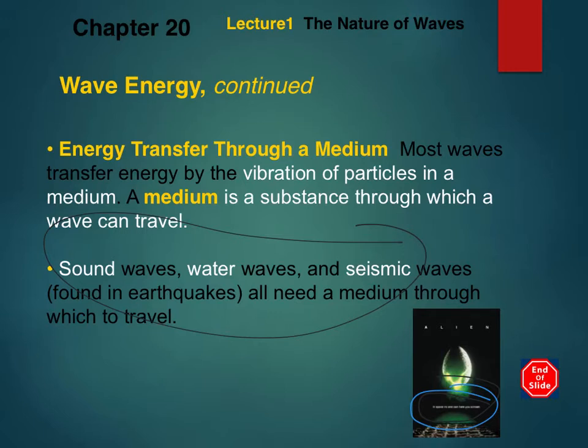So a seismic wave would do no damage, right, if it wasn't in the earth? The seismic wave travels through the earth, and for earthquakes, the medium is the actual rock and the soil of the earth. So you've got to know what a medium is in this chapter, and that sound waves and water waves and seismic waves travel through one.